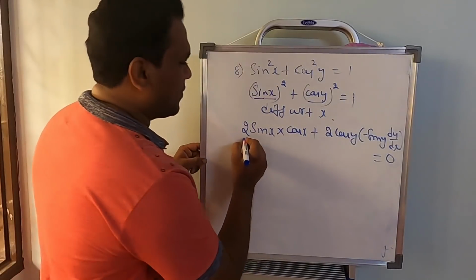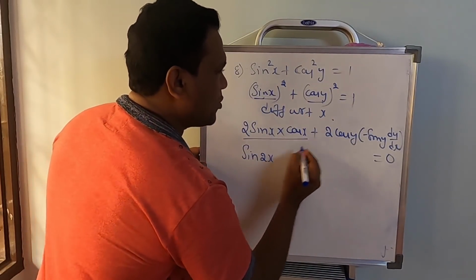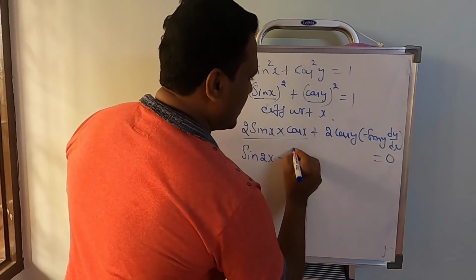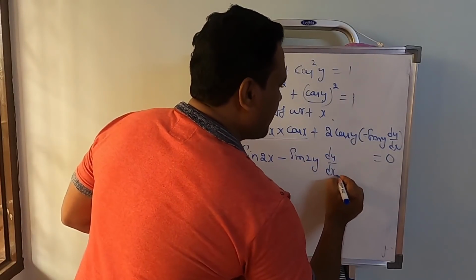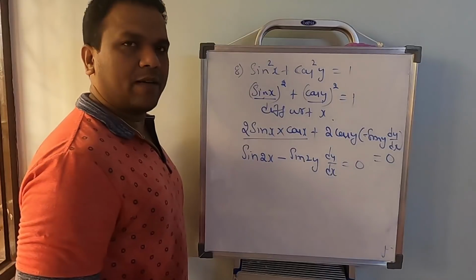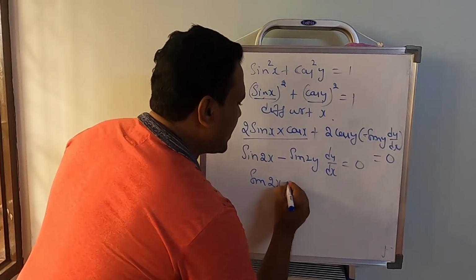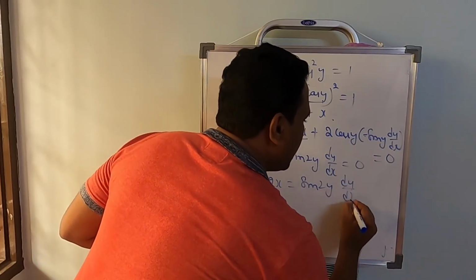So let us try to simplify. Combine this. So this is nothing but the formula of sin 2x. So plus into minus will be minus 2 sin y cos y, which is nothing but sin 2y multiplied by dy by dx. Right hand side will be 0. So this can be rewritten as sin 2x equal to sin 2y multiplied by dy by dx.